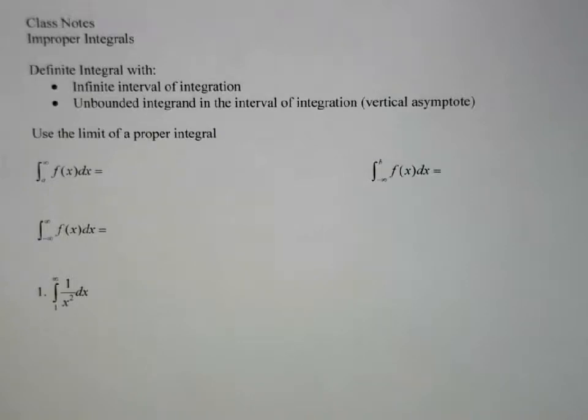Today's lesson is on something called improper integrals. Improper integrals are definite integrals that either have an infinite interval of integration or an unbounded integrand in the interval of integration, also known as a vertical asymptote. So if there's a vertical asymptote somewhere in the range, then it's an improper integral. Our tool that we're going to use is limits.